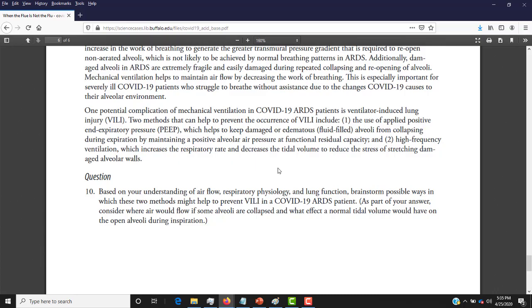Or when you mention high frequency ventilation, if you said something about how by doing this you can lower the tidal volume within the lungs, which will help keep the alveoli inflated more often, which will reduce the stress of them inflating, which will decrease the amount of lung tissue damage. But you had to address both mechanisms that were given to you in the question. And you could find a lot of information that addressed both of those concepts in the paragraphs right above question number 10. But if you didn't address both of them, you did not get full credit.